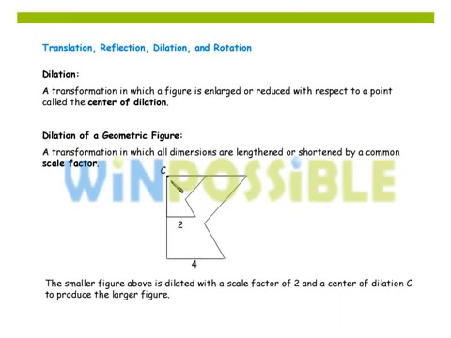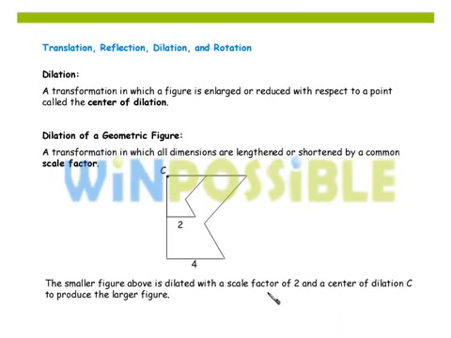The smaller figure above, which is this figure, is dilated with a scale factor of 2 and a center of dilation C to produce the larger figure, which is this one. Now, I know that the center of dilation is C because the larger figure seems to have grown out from this point. So everything is growing in this direction.